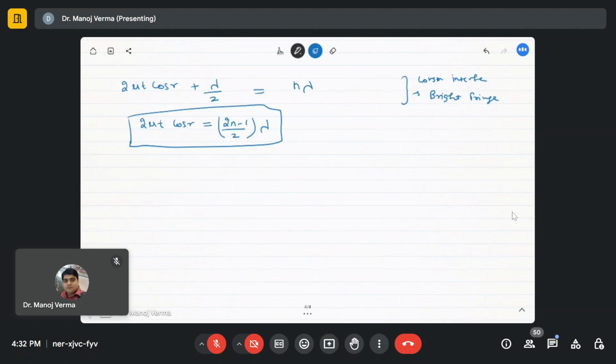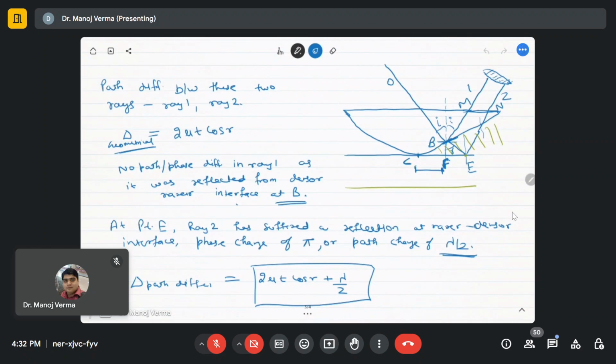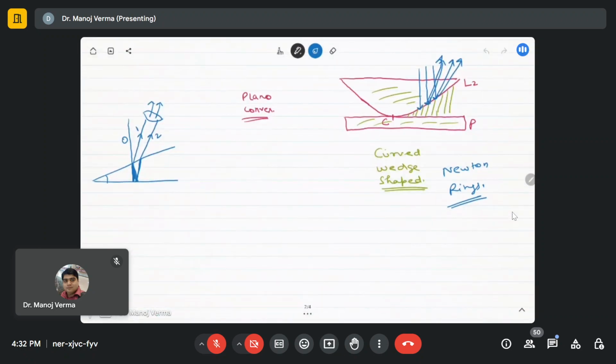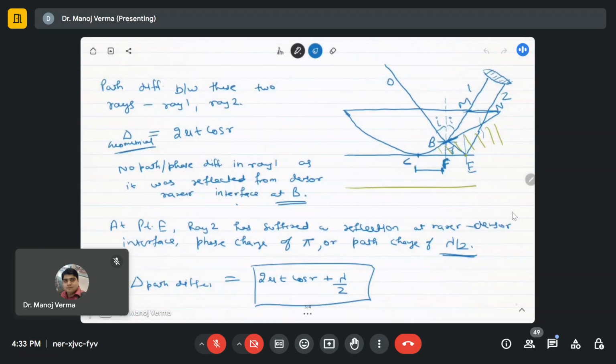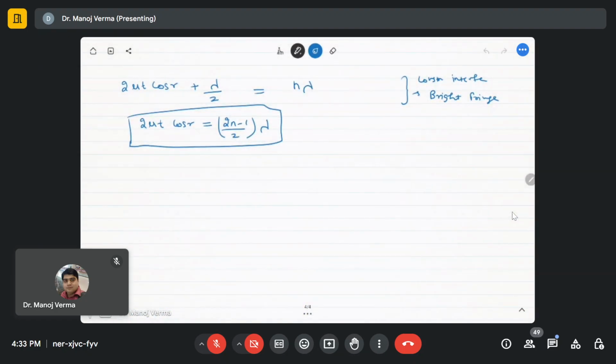Right now, this condition, this cos r, I want to see in our system. Generally, in the experiment you may have performed in the lab, the rays which are coming to this section L2CP are generally normal rays. Normal rays means perpendicular to this glass plate P. So I can modify this expression for normal incidence.